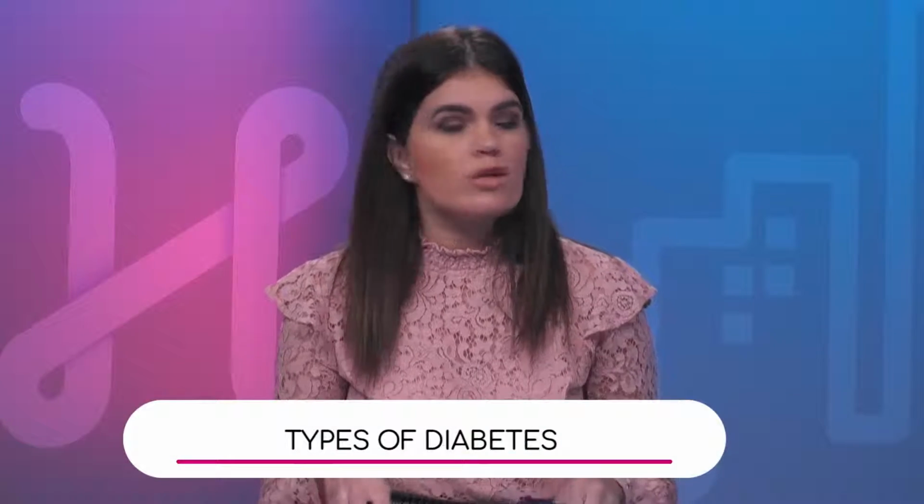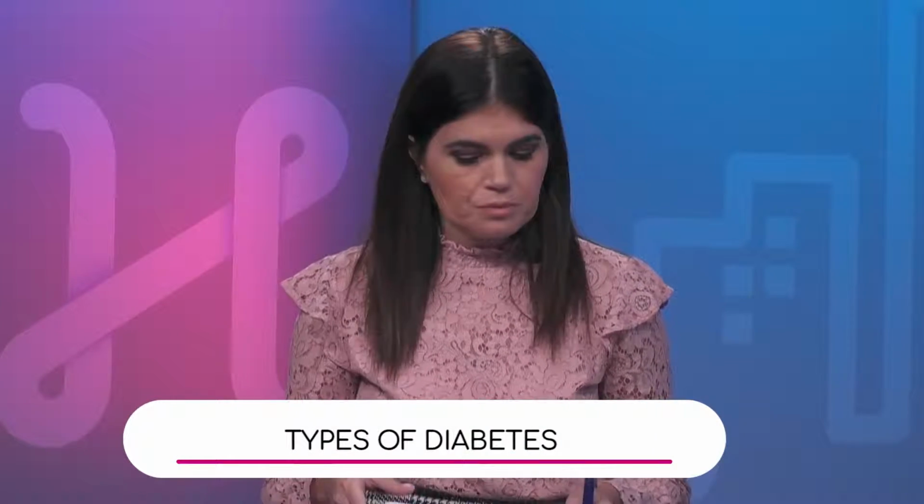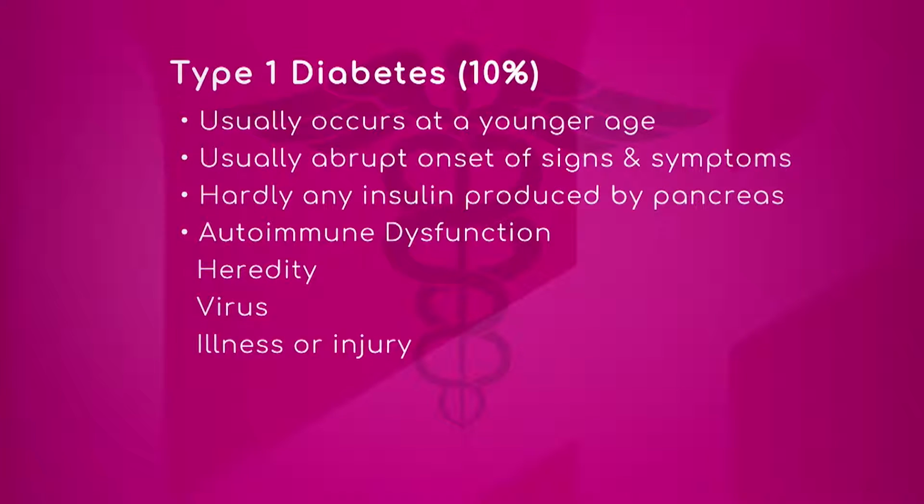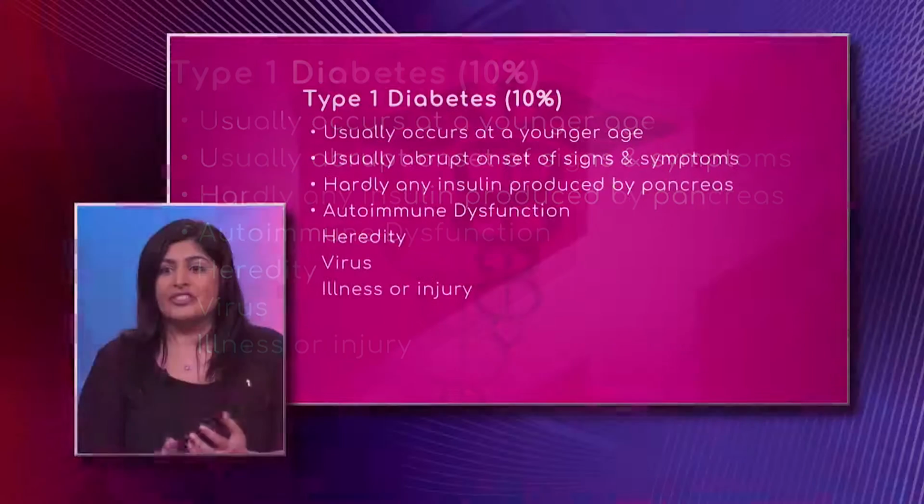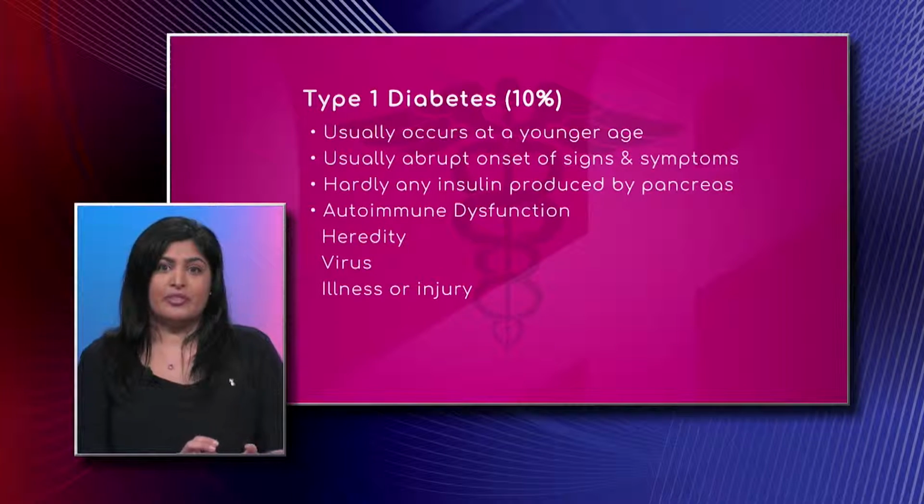Now let's go over the different types of diabetes, starting with type 1. So can you talk to us about this type of diabetes? Sure. Type 1 diabetes is usually considered autoimmune. It usually occurs at a younger age. And this is because there's no insulin being produced from the pancreas.